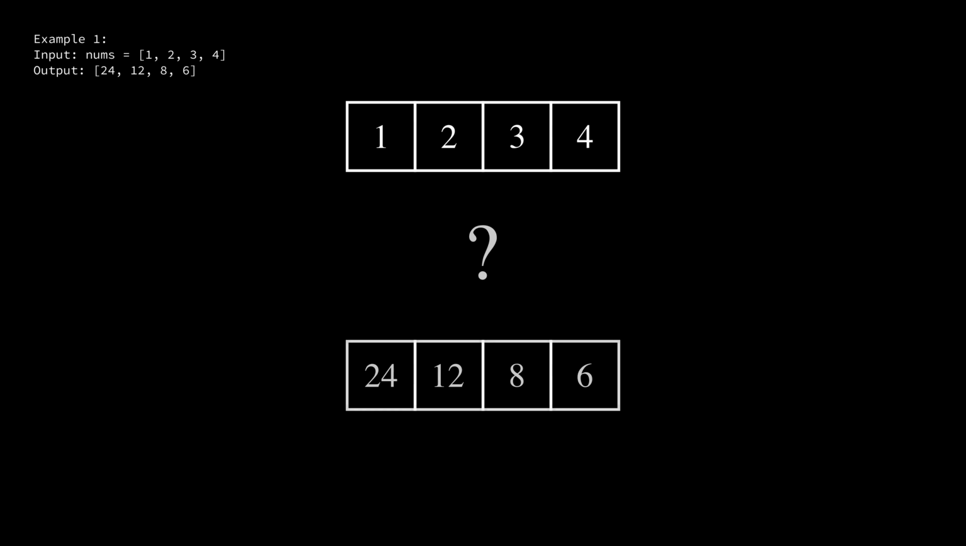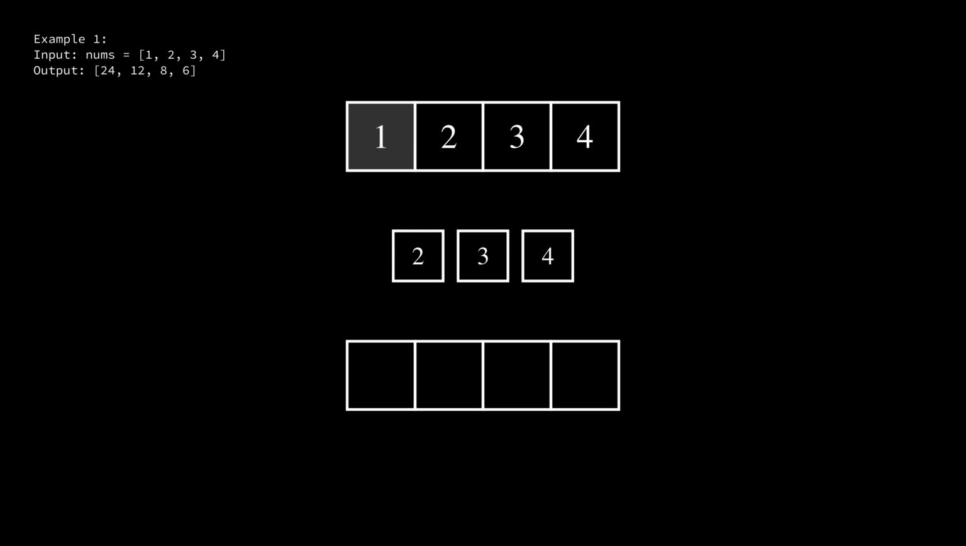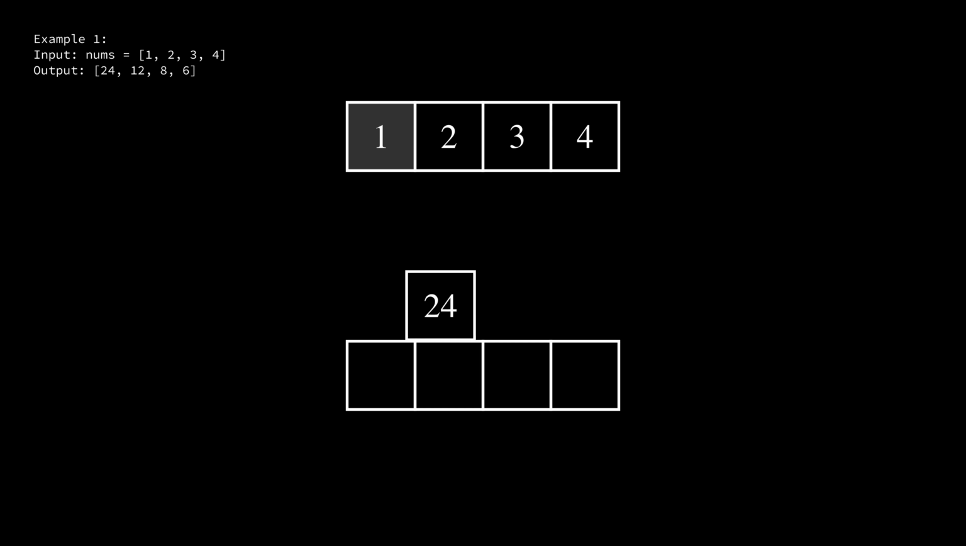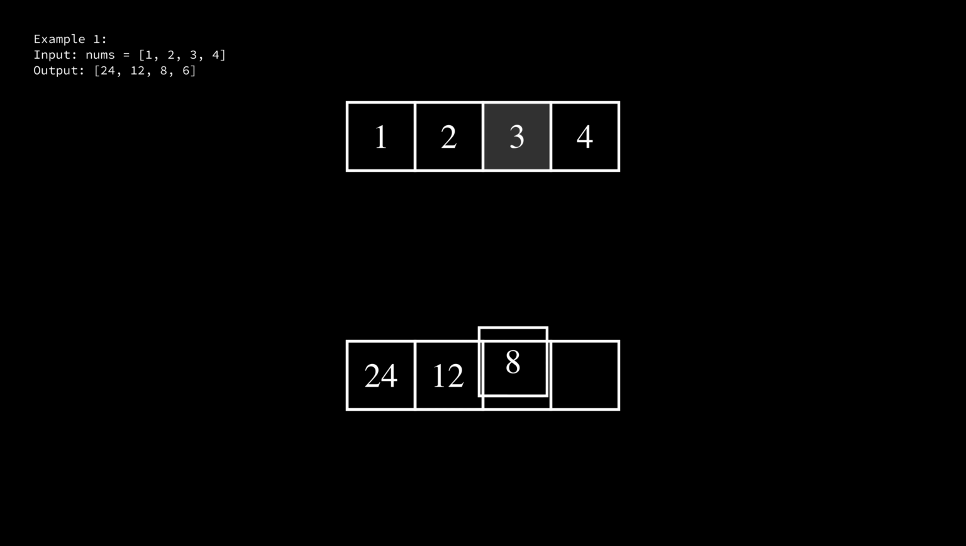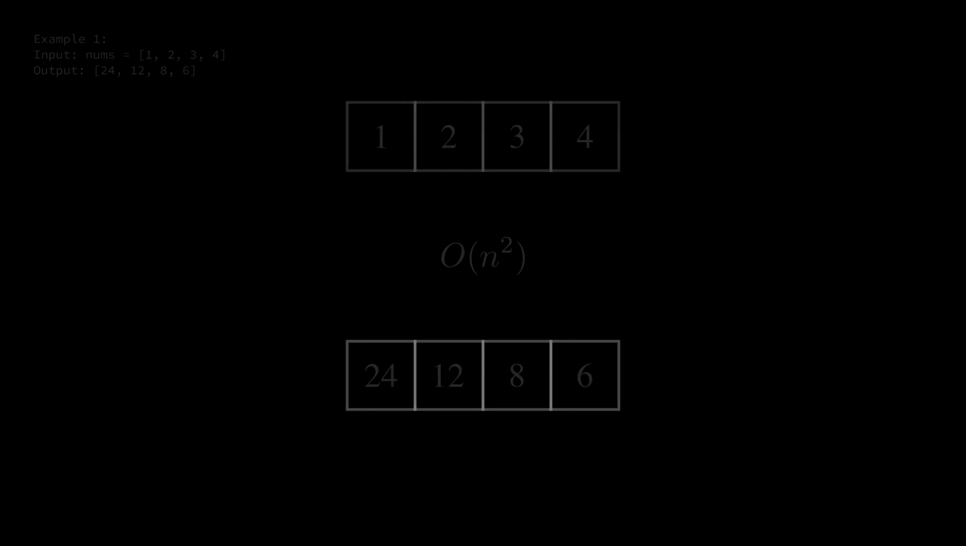The simplest and most straightforward approach involves iterating over each element in nums, and for each one, calculating the product of all other elements. While this method works, it's not very efficient, especially for larger arrays. Each element's product requires iterating over the entire array again, leading to a time complexity of O(n squared). This approach, although simple, doesn't meet our time complexity requirement and can be quite slow for larger inputs.